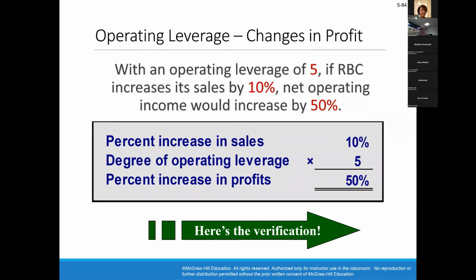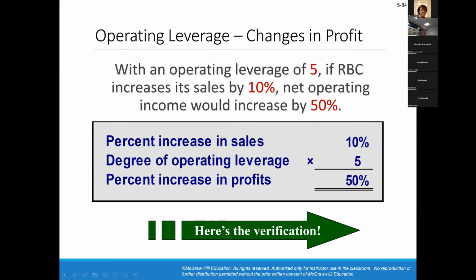Okay, so this is explaining what that means. We have an operating leverage of 5, but what does that mean? If you increase your sales by 10%, the net operating income would increase by 50%. The way that you do that is say, okay, I want my percent of sales to increase by 10%. I'm going to multiply it by my degree of operating leverage of 5. And now I get 50%. So I will increase my profits by 50%.